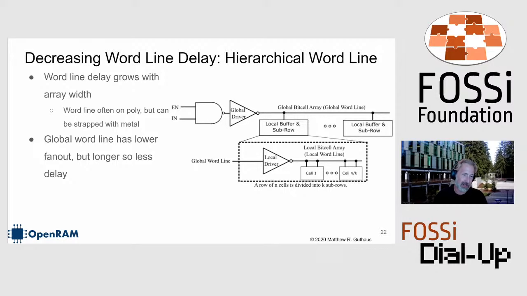And so this is a well-known optimization technique. And we basically let you configure this. You can specify a limit on the size of these local bit cell arrays. That was a configuration in the config file. Or you can let OpenRAM do it and figure out a good value. So we can add heuristics to give you good trade-offs there.